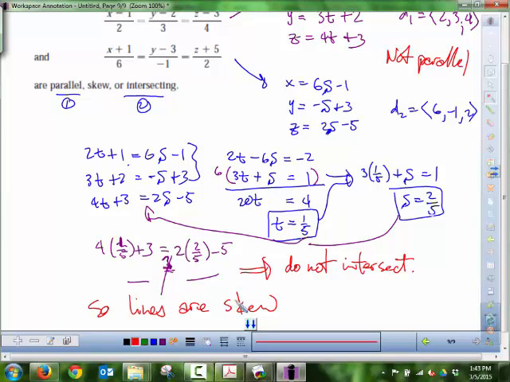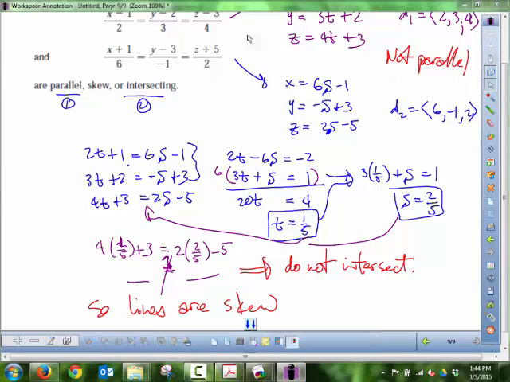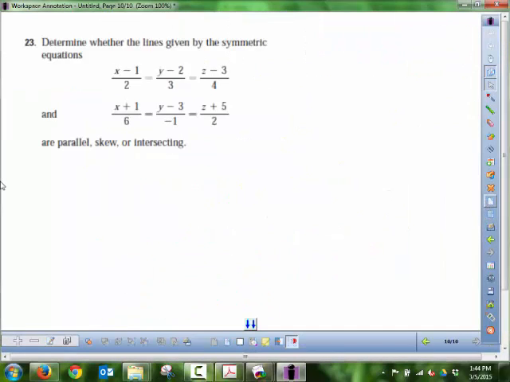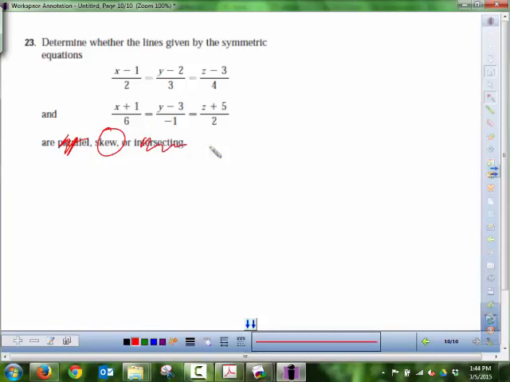Yeah. Prove that they're not parallel and they're not intersecting. It's sufficient to say that the two lines are skew. Yes, that's the only other possibility. If they're skew, we should be able to find the distance between them, right? So let's do that. So let's find the distance.